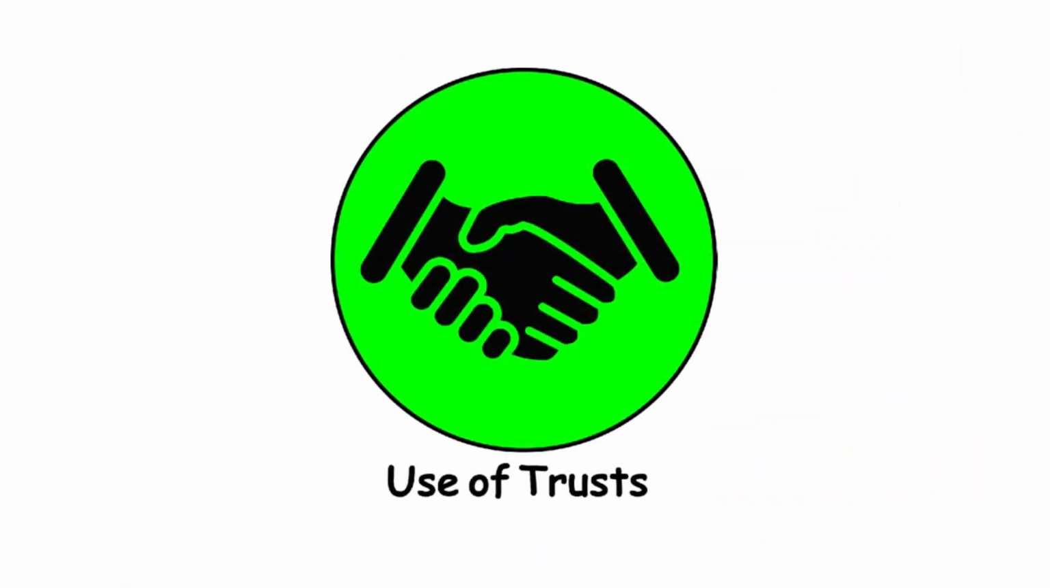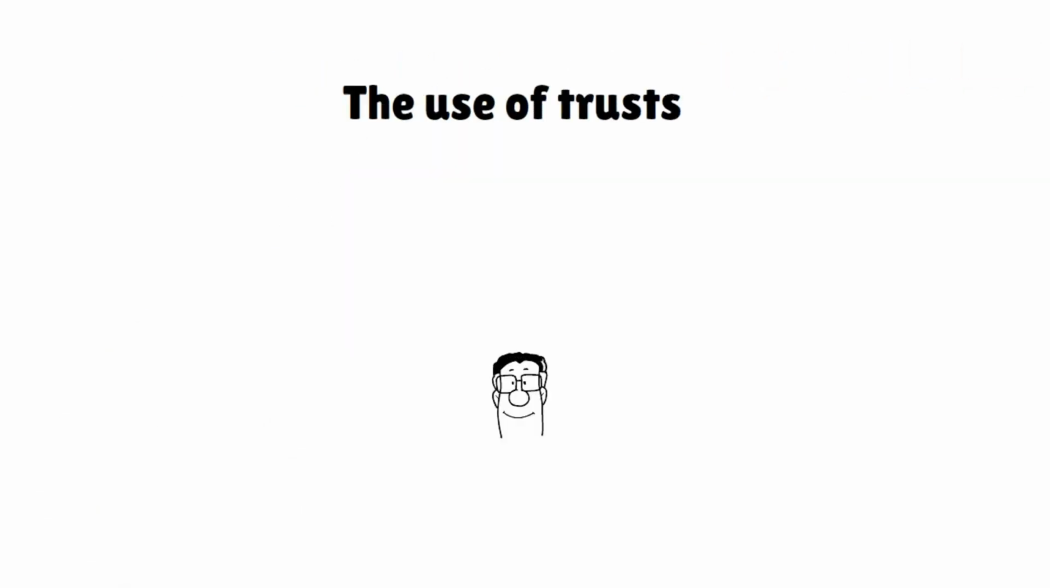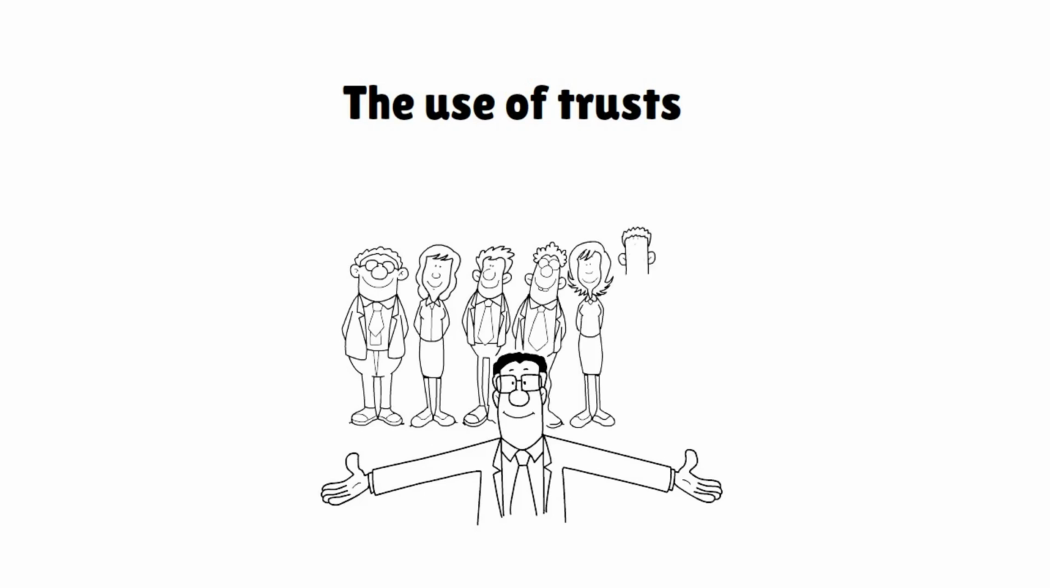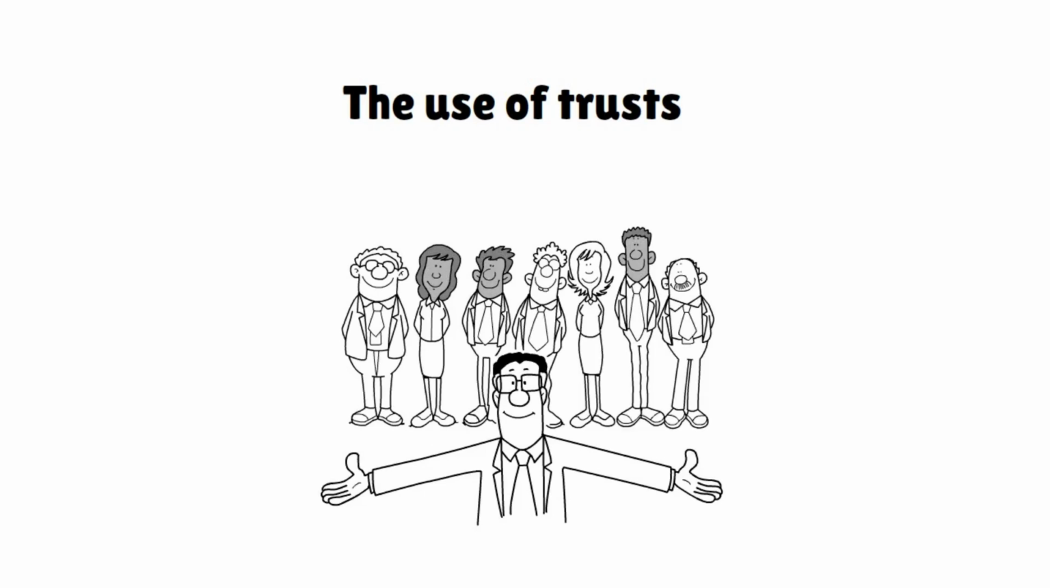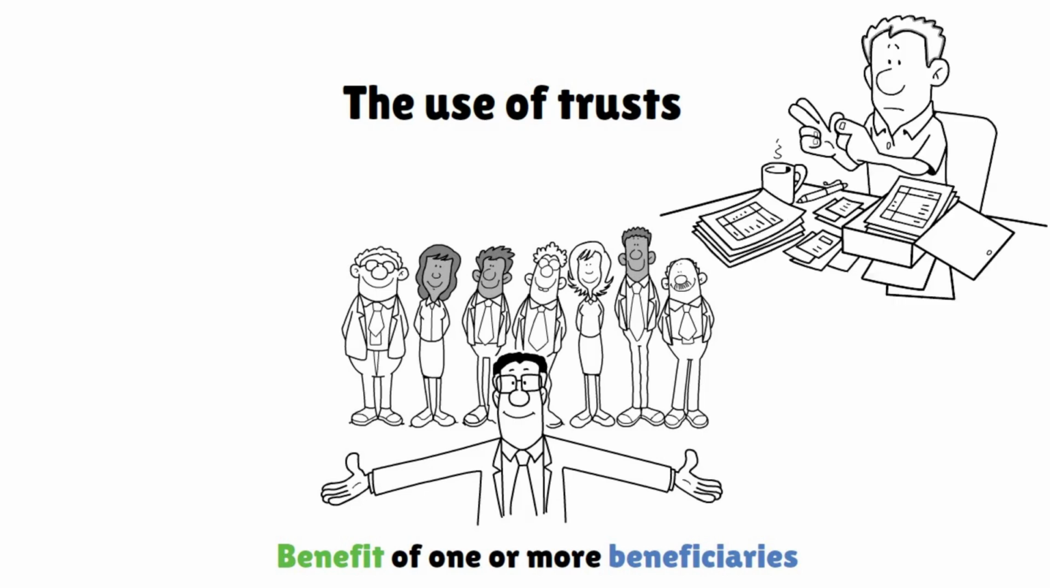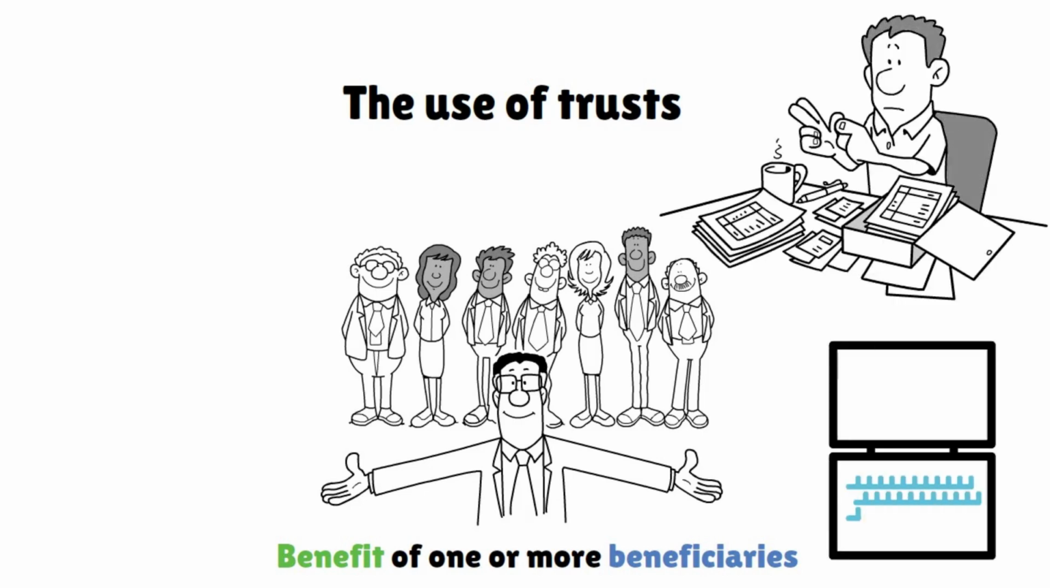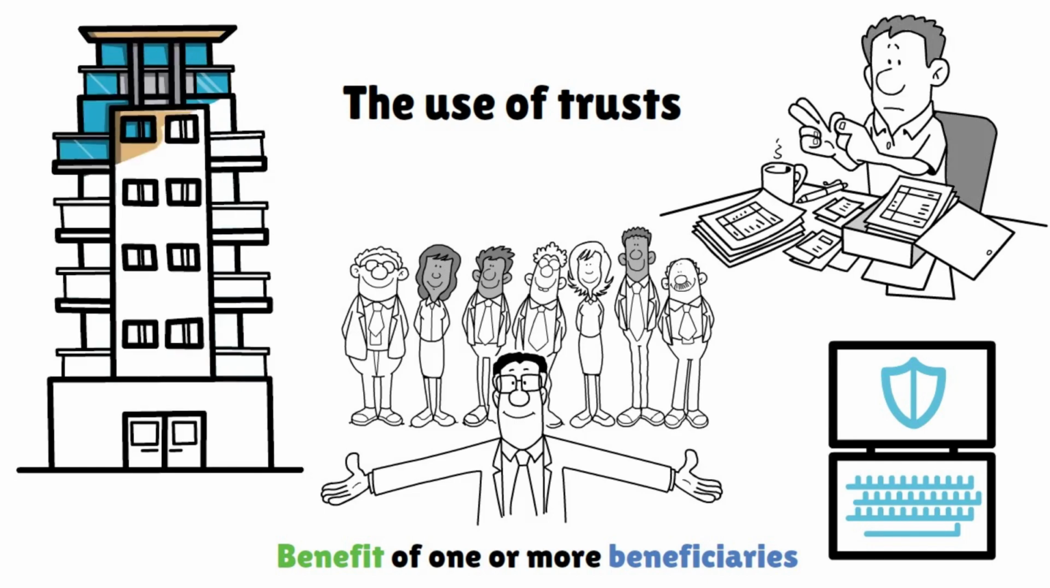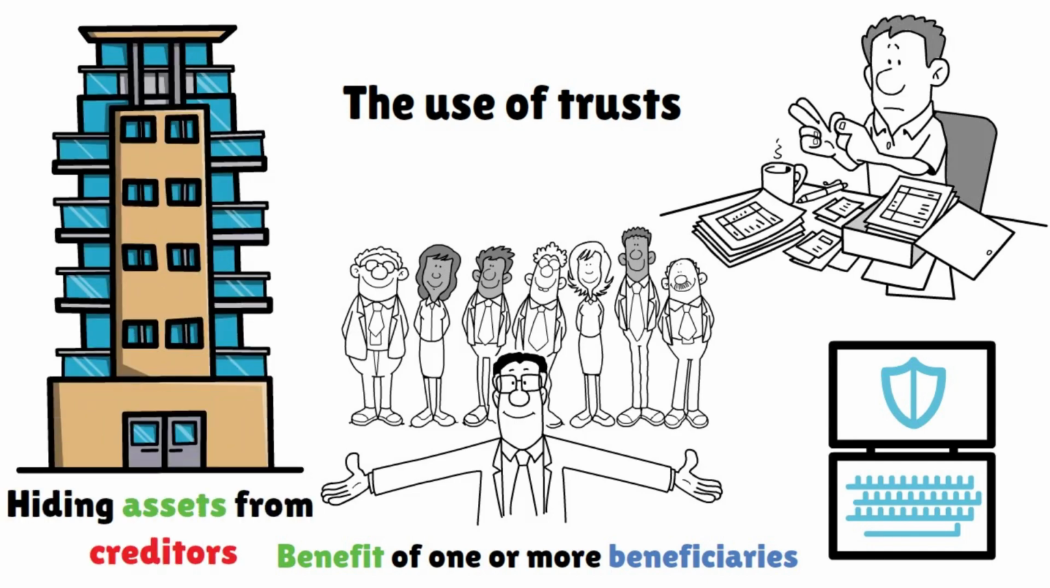Use of trusts. The use of trusts involves transferring assets to a legal entity managed by a trustee for the benefit of one or more beneficiaries. Trusts can be used for legitimate purposes such as estate planning and asset protection, but they can also be exploited for tax evasion or hiding assets from creditors.